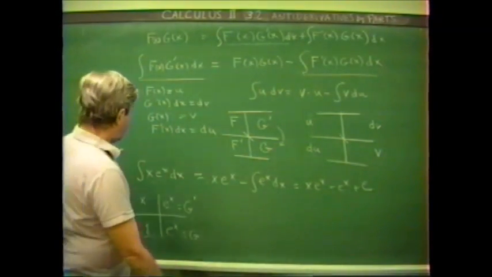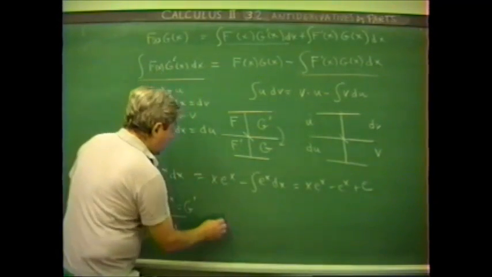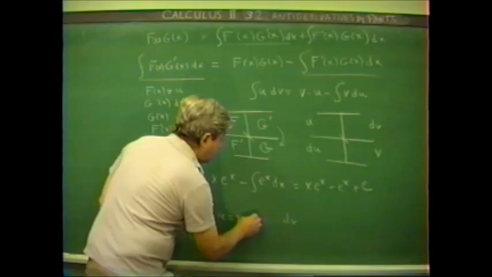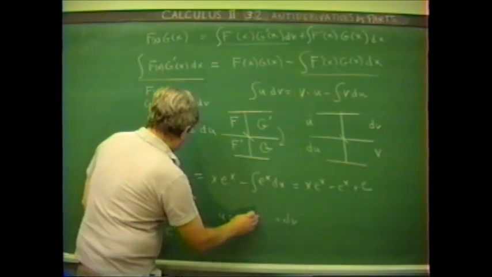If you were doing this with u and v, you'd let u be equal to x, dv be equal to e to the x dx.